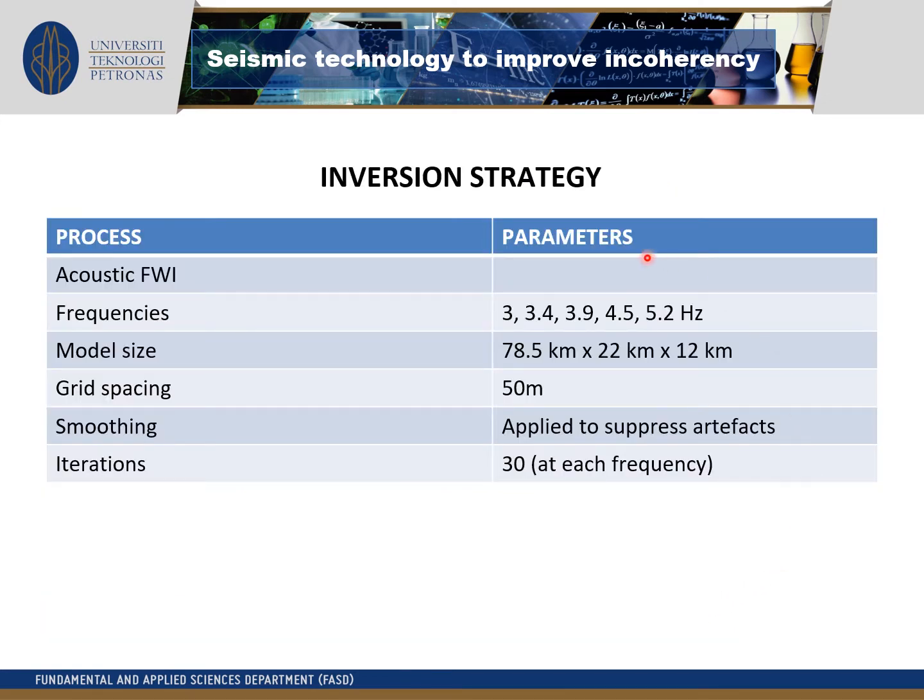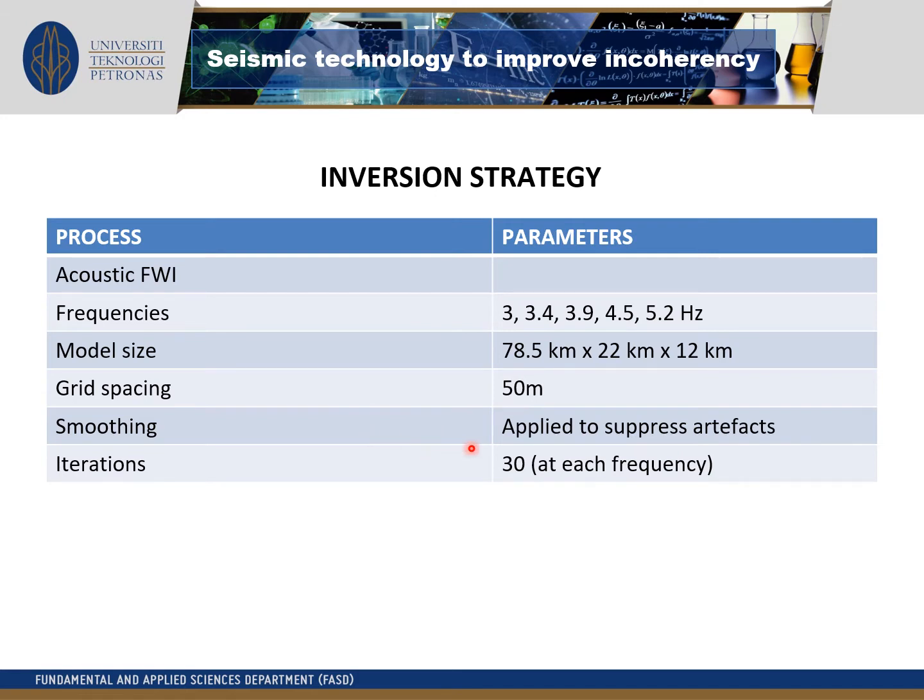Now this is the inversion strategy and also the parameters recommended for improving the incoherency for inversion. For acoustic full waveform inversion, we have frequencies ranging from 3 to about 5.2 Hz. The model size would be approximately 78.5 by 22 by 12, depending on the size of the basin that we're looking at. And also the grid spacing would be 50 meters.